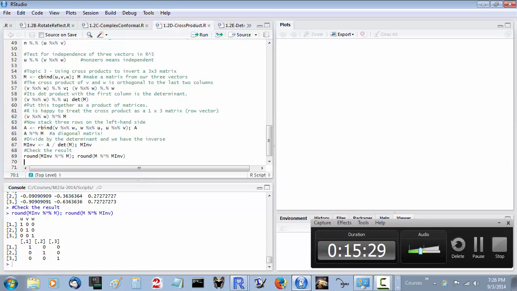So this is probably the simplest way of writing down the inverse of a 3 by 3 matrix, and that ends this narrated R script.